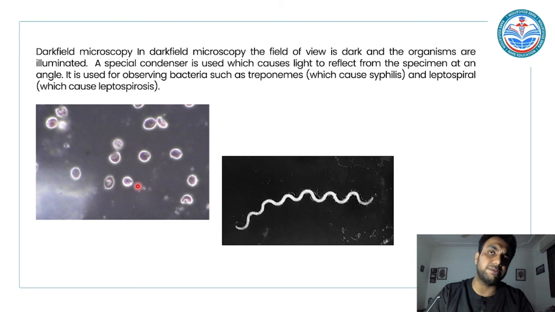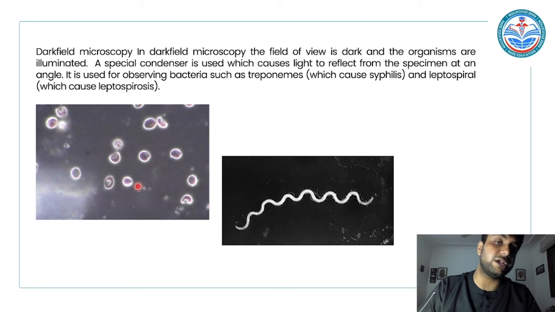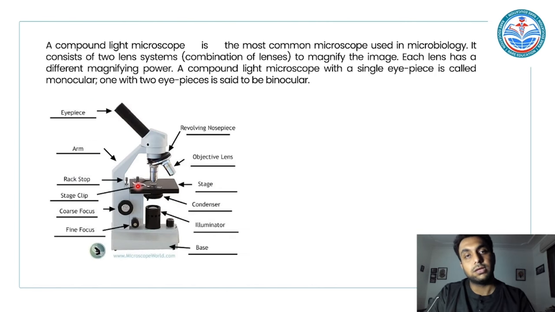You don't need to go into the basics like why is it happening, how is it happening. At least remember this much, that it is happening. And what is happening? That the condenser is reflecting the light at such a specific angle on the organism that the organism gets illuminated but the background remains dark. So there are two samples that we use it for, but the most common that is asked to all of you is going to be the Treponema pallidum that causes syphilis in human beings.